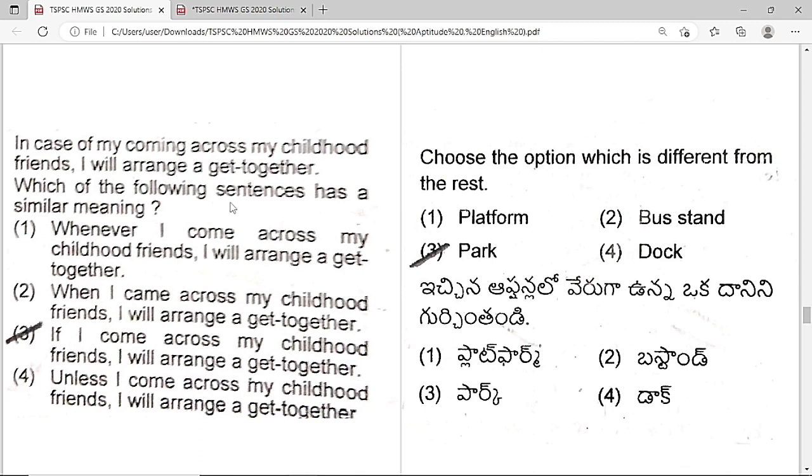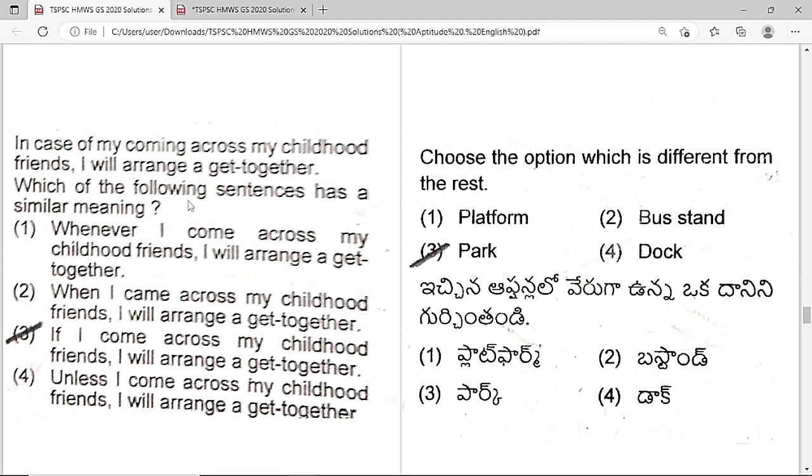So now we will discuss another question. The question says: in case of my coming across my childhood friends, I will arrange a get together. Which of the following sentences has a similar meaning? Listen carefully. In case of my coming across my childhood friends, I will arrange a get together. Which of the following sentences has a similar meaning?